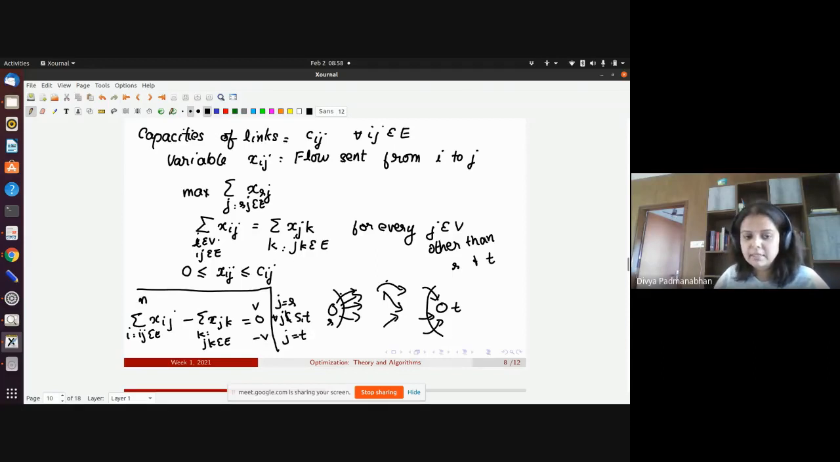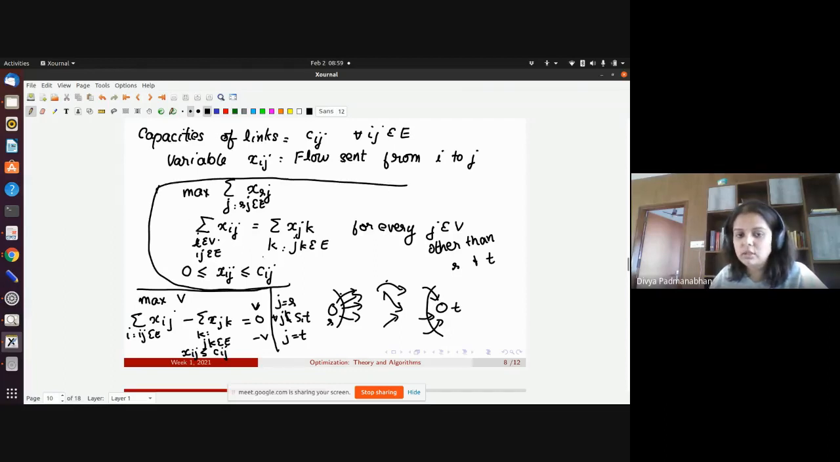And then you try to maximize this V, subject also to capacity constraints. It's basically the same as this. It's just that you are capturing whatever is outgoing minus incoming at the nodes S and T using this variable V. And then you're trying to maximize V. So this is actually what is called a linear program. It's a mathematical formulation to solve this problem.